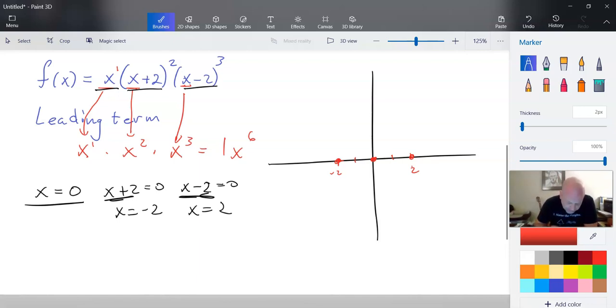So to start out with, the leading term is this. Okay, so that exponent is even, which means that my end behavior is out here somewhere, right? That means they're both going the same direction. This number is positive, so that means they're both going up. So that gives me a starting point.